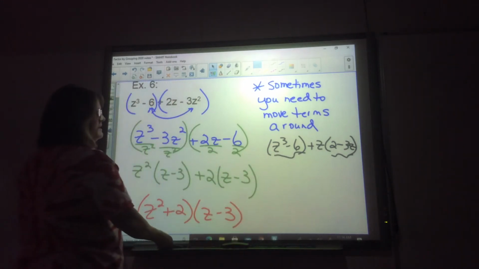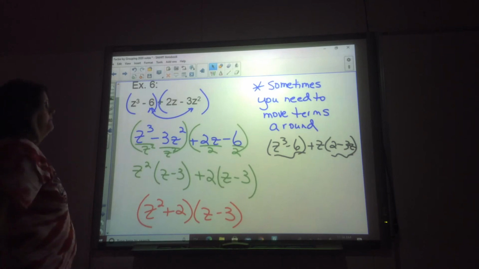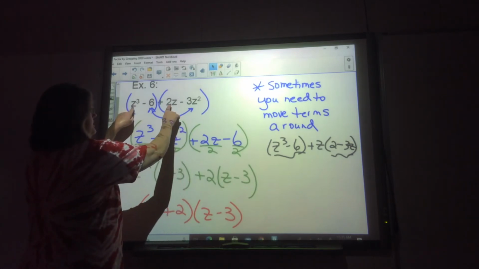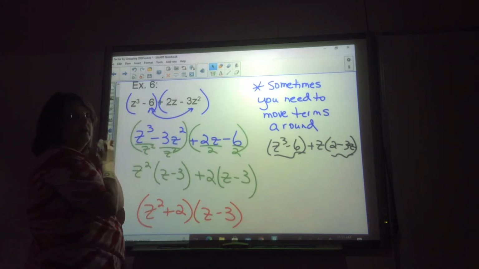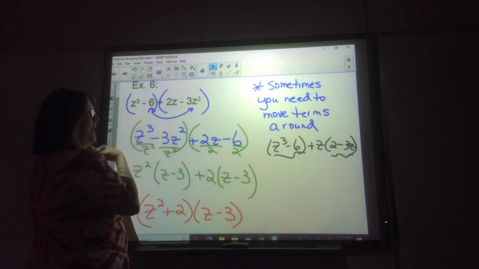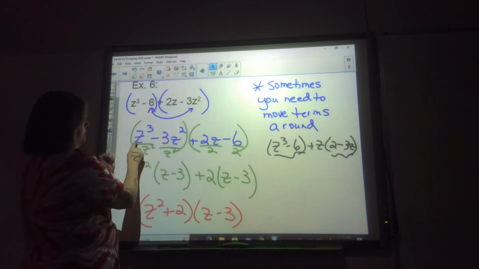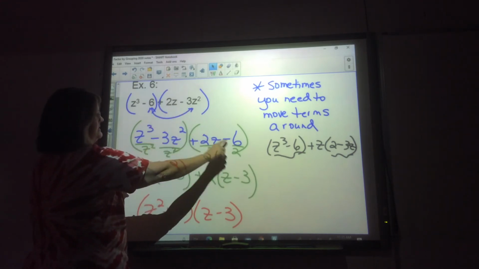So when that happens, what you have to do is rearrange the terms. Now, what I try to do is rearrange terms that have the same signs. So I need to either rearrange these two or rearrange these two. And it's trial and error to see which one will actually work. So for this problem, I happen to rearrange these. So I rewrote it, and I wrote z cubed minus 3z squared plus 2z minus 6.